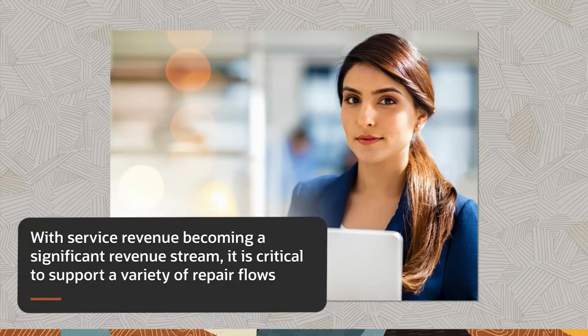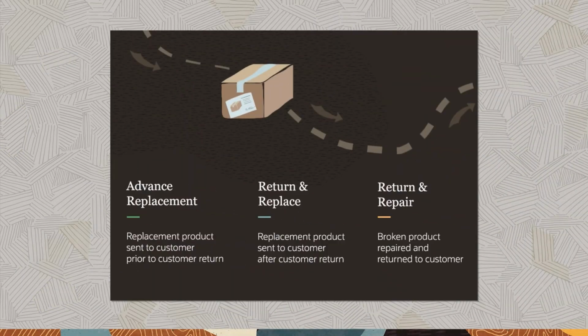With service revenue becoming a significant revenue stream, it is critical to support a variety of repair flows. You may want to replace your customer's broken product prior to your customer returning it, or you may want to first have your customer return their broken product before providing them with a replacement. You can then either repair and refurbish the returned product or properly dispose of it. In certain cases, you may need to repair the broken product and send it back to the customer. This is often referred to as depot repair.